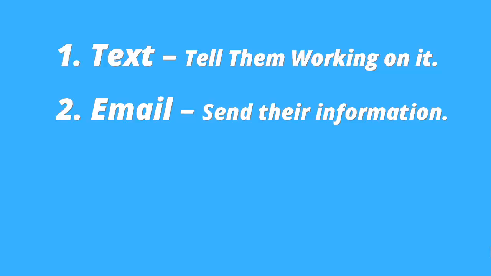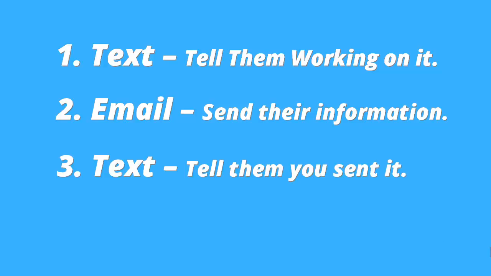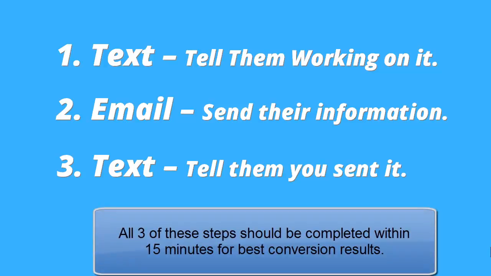All right, third step. After you email them, immediately text them again and tell them you sent the information in email and they should check it out. So at this point we're at a text, tell them you're working on the request, email the information of the program, text them again, tell them you emailed them the program information. All this should happen very fast. In fact, if you could get all three of these steps to happen in 15 minutes, you are going to convert a lot more.